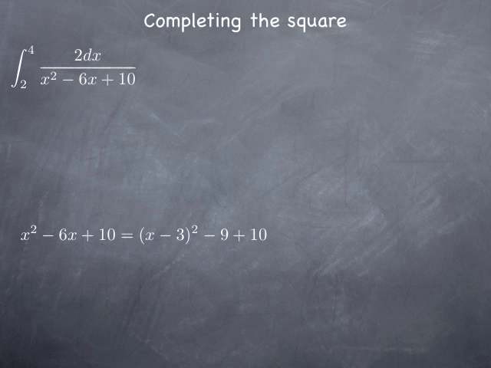So if I complete the square in x squared minus 6x, then I get x minus 3 squared minus the square of 3, in other words, minus 9. And to that, I add 10. Because x squared minus 6x is replaced by this difference of squares. So that gives me x minus 3 squared plus 1. That's good, because now my integral is the integral of something of the form a constant over 1 plus a square.